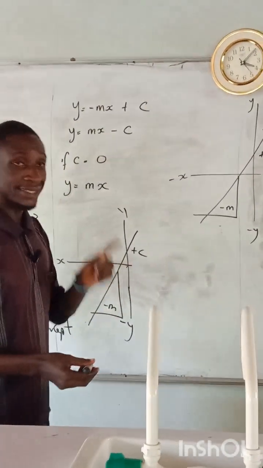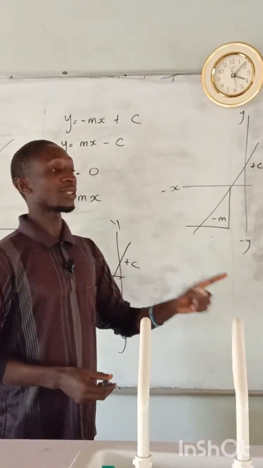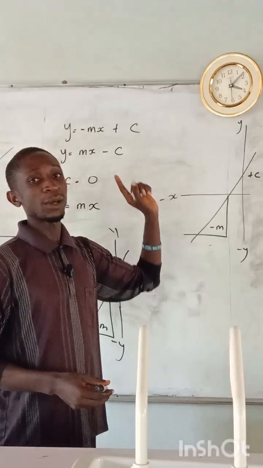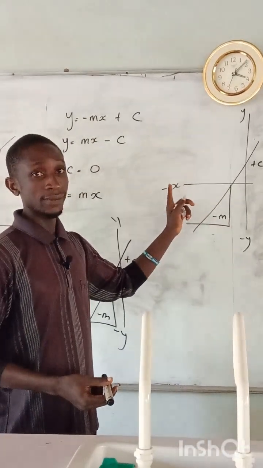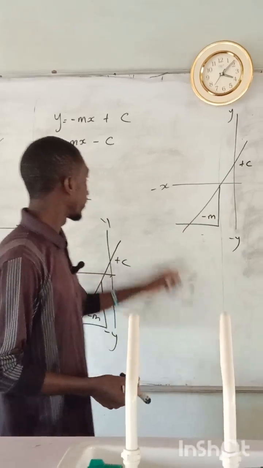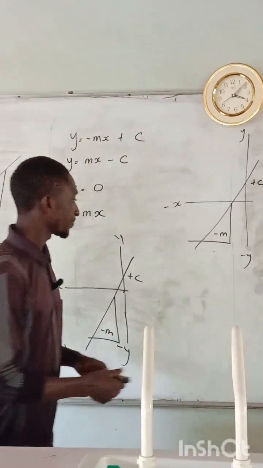All right, our intercept is always taken on the y-axis. Don't forget, intercept is always taken on the y-axis unless otherwise stated. In some questions, you can be asked to take the intercept on the x-axis. So this is 1. So let's check for this: y equal to mx minus c.